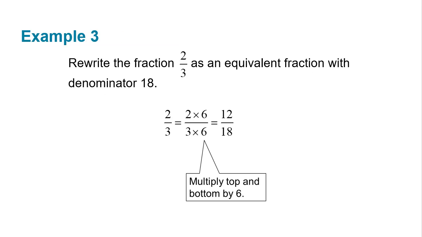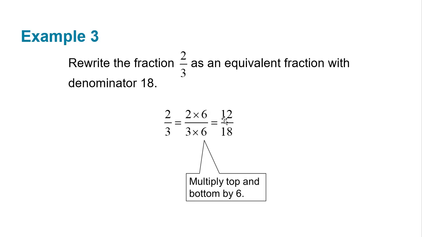Okay, so we can rewrite the fraction 2/3 as an equivalent fraction with a denominator of 18 simply by multiplying the bottom of the fraction by whatever number we have to do to get it to 18, in this case 6. But you can't just multiply the bottom by 6, you always got to multiply the top by 6 to keep the size of the fraction the same. We're not changing its value, we're just changing its label, so to speak. Right? So that's how you get 12/18.